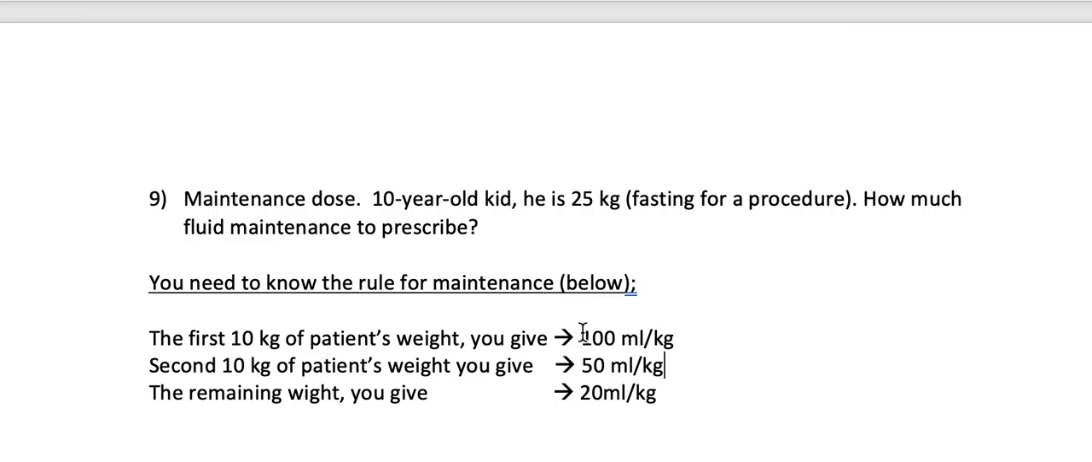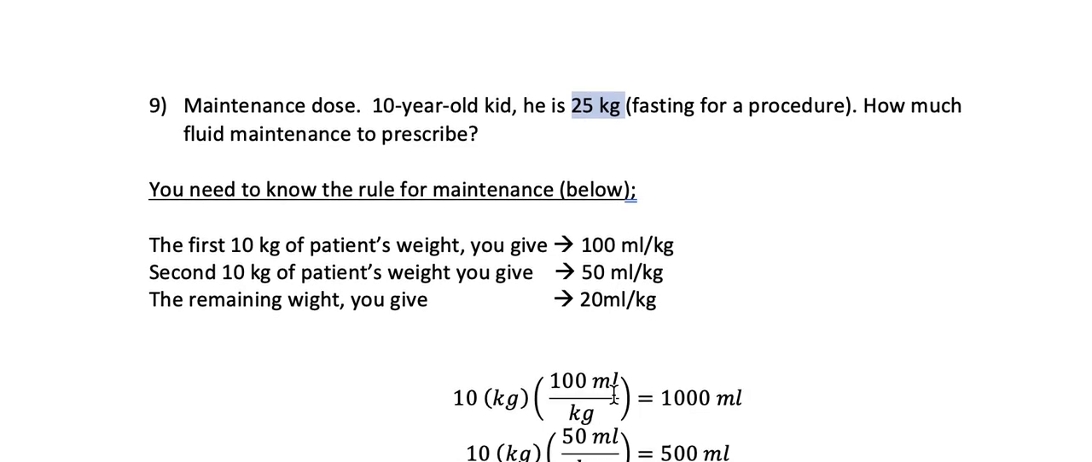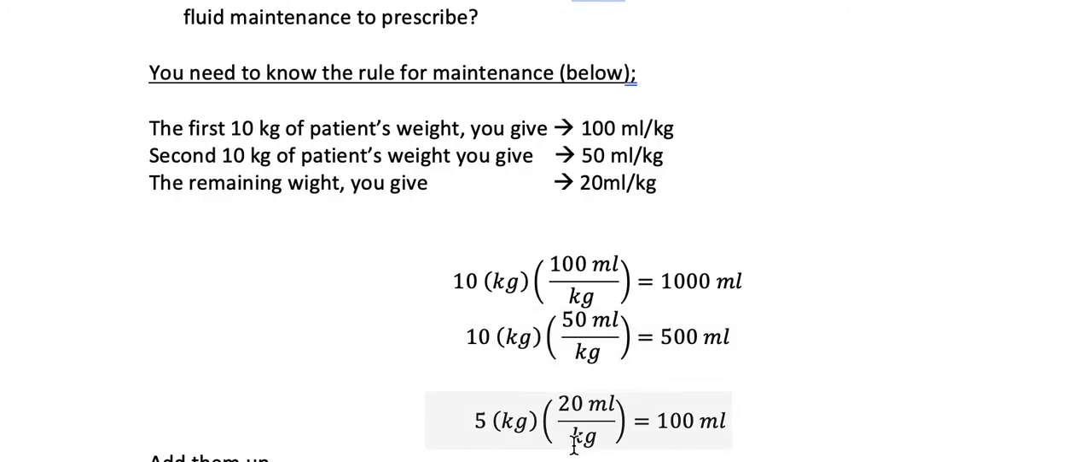Obviously this is weight related. So how many kilograms was the kid? 25. So the first 10 kilos should be multiplied by 100. The second 10 kilos should be multiplied by 50. So we're at 20 now, and the remaining is 5. So 5 will be multiplied by 20. And that's exactly what I've written here.